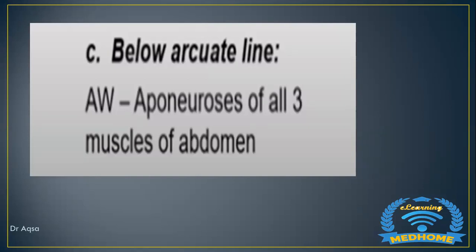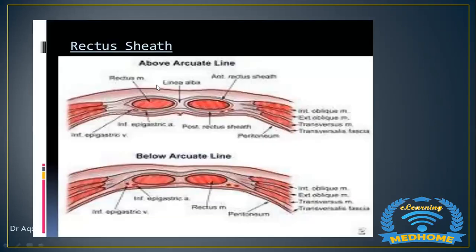So if you look at this drawing here with me, above the arcuate line, we can see the external oblique muscle and the internal oblique muscle going through it. But posteriorly, the rectus sheath becomes deficient here. Now, when we talk about below the arcuate line, you can see all the muscles present: internal oblique, external oblique, transverse abdominis, all the muscles are there. But when we talk about the posterior part of the rectus sheath, again, it is deficient here.